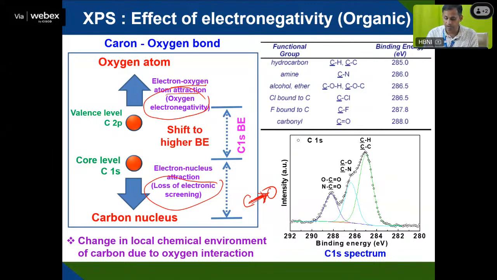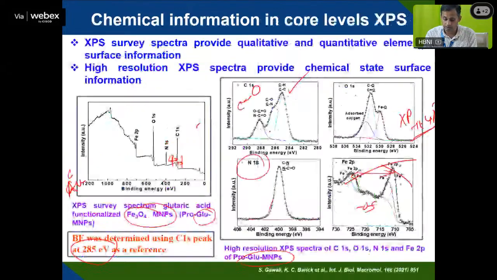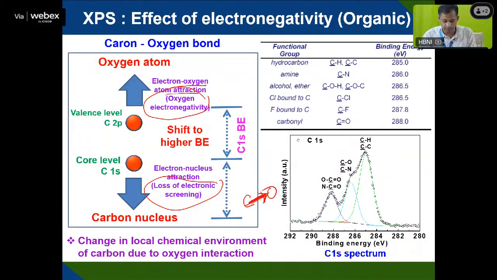When you have a carbon here at 280.5, the carbon-oxygen is shifted to the higher binding energy, and that depends upon the charge in the local environment of the carbon due to the oxygen interaction. Whatever the charge on the carbon, that will decide how the bond will be shifted in a particular direction. You can see here the carbon peak and carbon-nitrogen, and the two oxygens are there. So this will be more stretched. So depending upon that, you can find out how the electronegativity will affect this chemical shift.